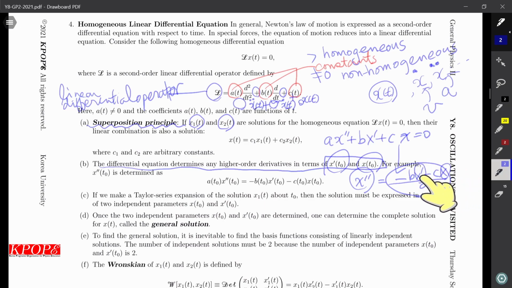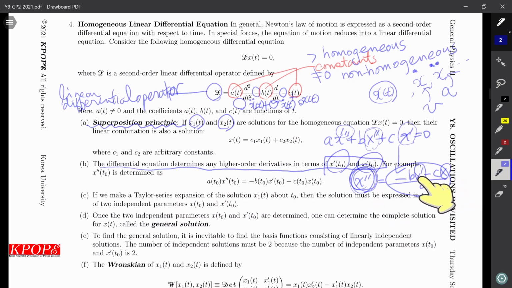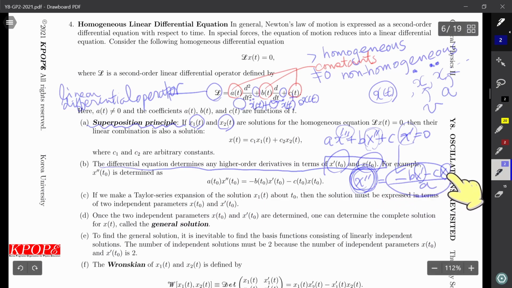In addition, if we take another derivative, then the third order derivative is expressed in terms of both the second order and first order derivatives. And the second order derivative can further be expressed in terms of x and x prime. Eventually, any higher order derivative of x is expressed in terms of x and x prime only. That's the reason why we have two independent undetermined parameters that completely determine the final answer for your question.